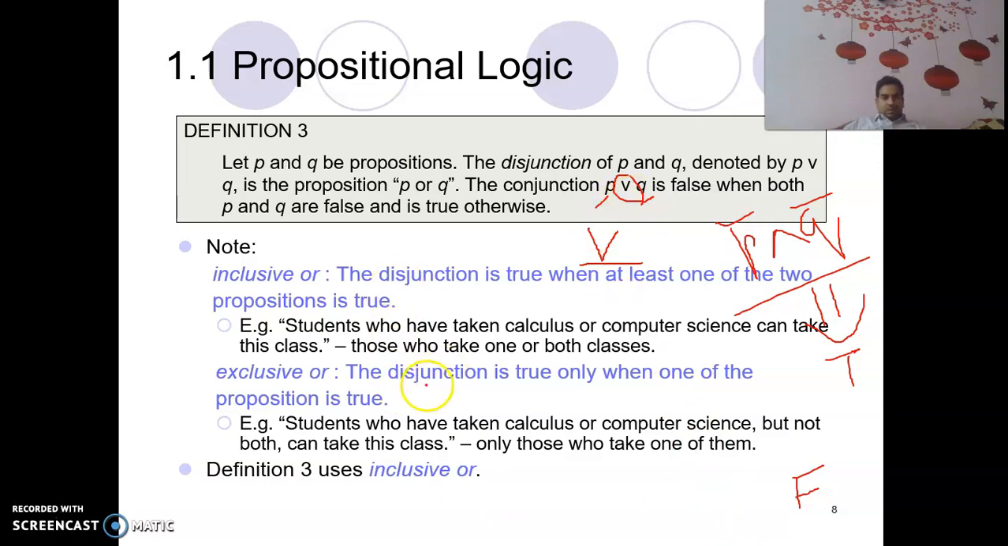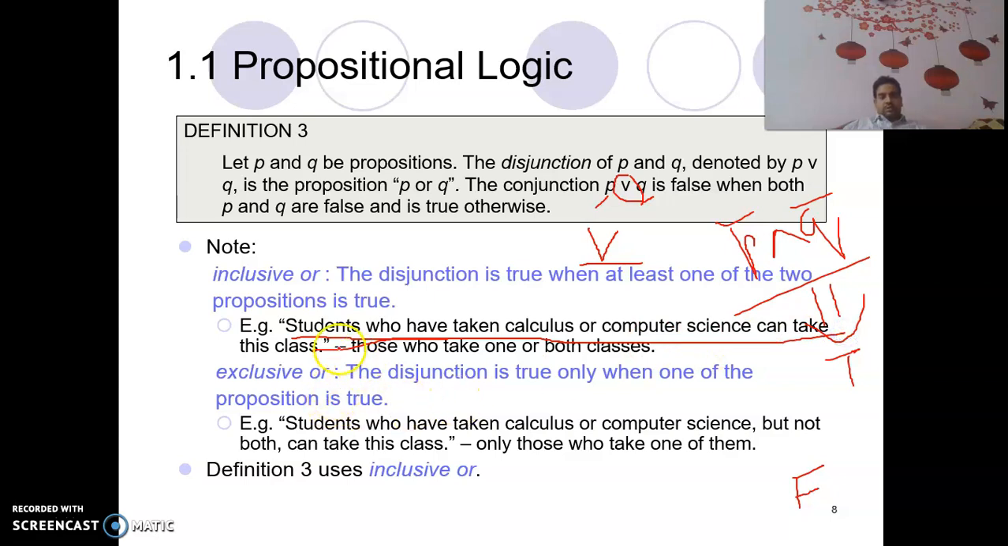So here is an example. By example, we can see how it is represented in the English language and how the proposition of disjunction works. So suppose we are having two sentences. It is a disjunction of two sentences actually.